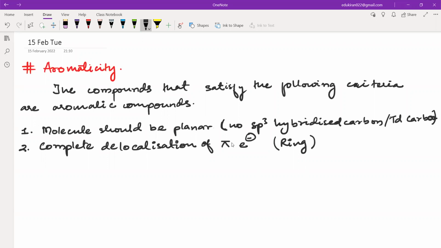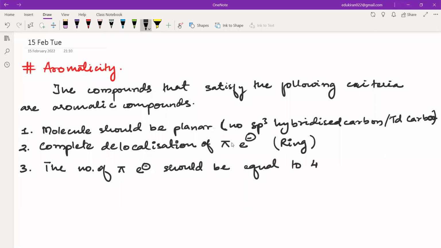Next is the third point. It should follow the Huckel rule. What is the Huckel rule? It says that the number of pi electrons should be equal to 4n plus 2. That means it should satisfy this criteria of 4n plus 2, where n is equal to, now this n does not mean number of pi electrons.